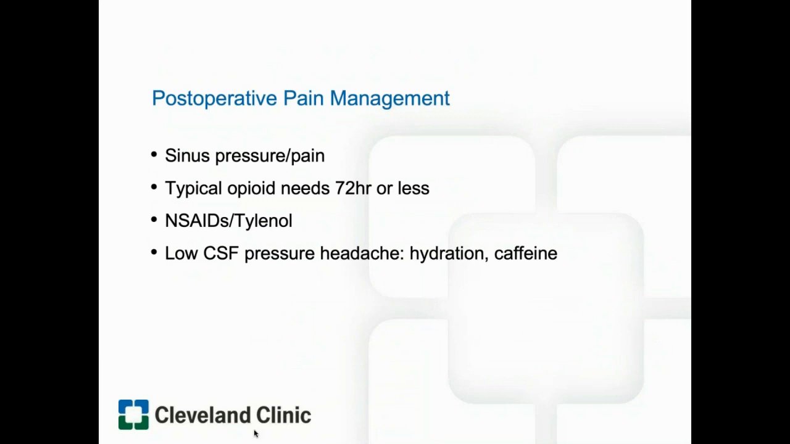Let's talk about pain medications. As we talked about, patients who have pituitary surgery can get sinus pressure, pain, and headaches. In most cases, opioid medication needs may be less than 72 hours. We try and add a schedule of anti-inflammatories and Tylenol in order to decrease how much opioid medication a patient might need.